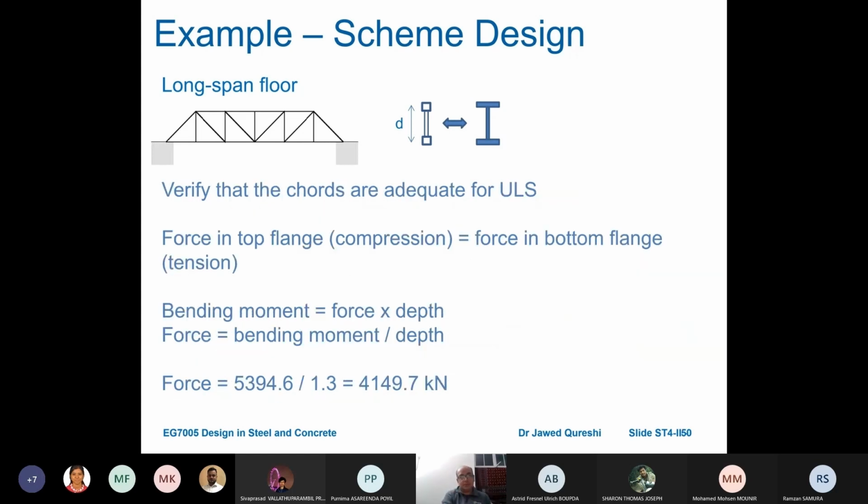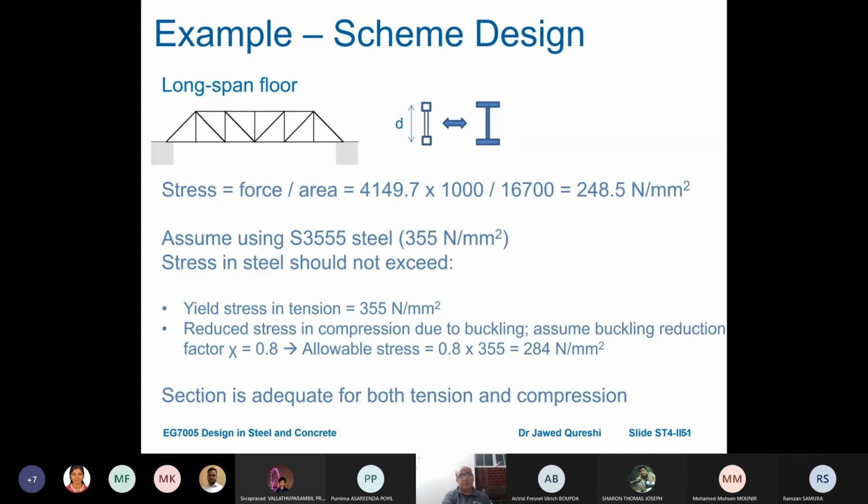Verify that chords are adequate for ULS. Force in the top flange compression is equal to force in the bottom flange, which means that the bending moment is equal to force into depth. So force is equal to bending moment divided by depth. So bending moment is given, divided by depth is 1.3. So force is 4149. Now stress is equal to force over area. So once we have force, we divide this force over area of the provided section. So this is giving us 248.5 Newton per millimeter square.